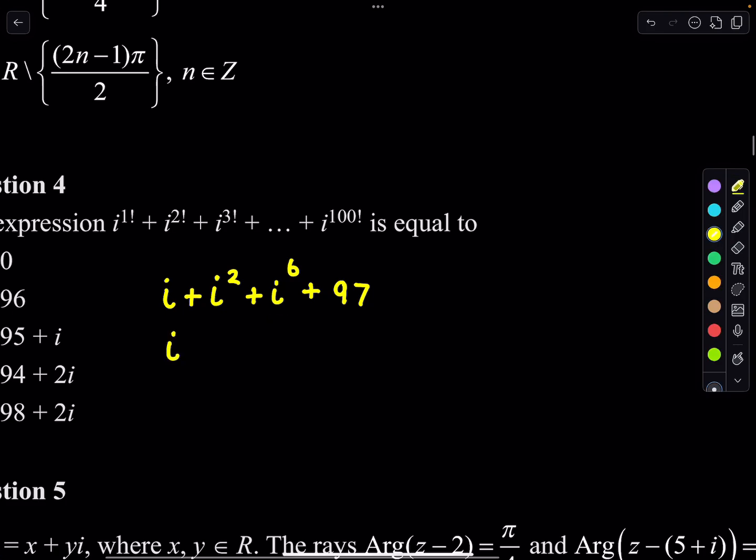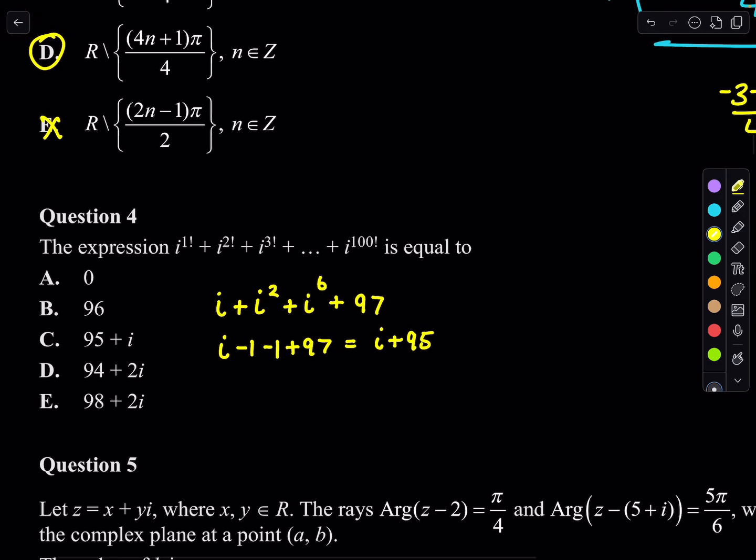And, okay, i to the power of 2 is just -1. And i to the power of 6, it's not a multiple of 4, but imagine 6 divided by 4, the remainder is i squared, which is again -1, plus 97. So plus 95. That simplifies to that. Which one's that? Looks like C. A really nice question to really break down. It looks hard, but it's easy.